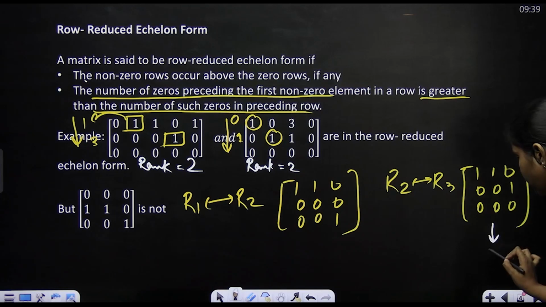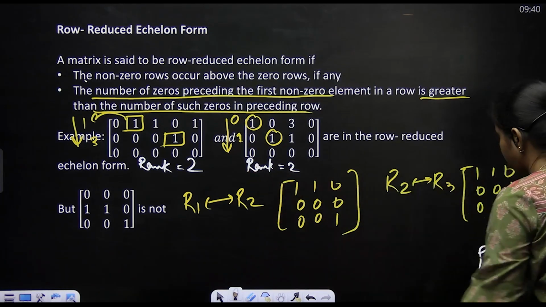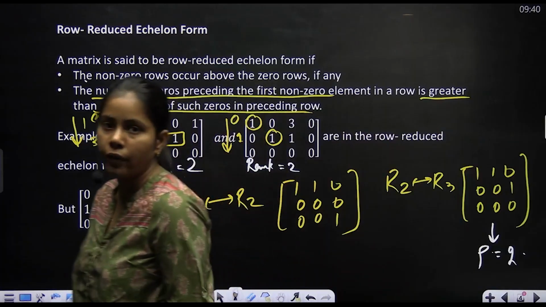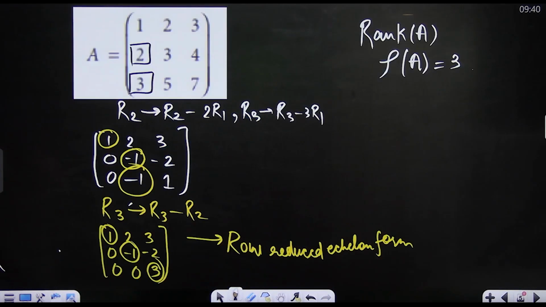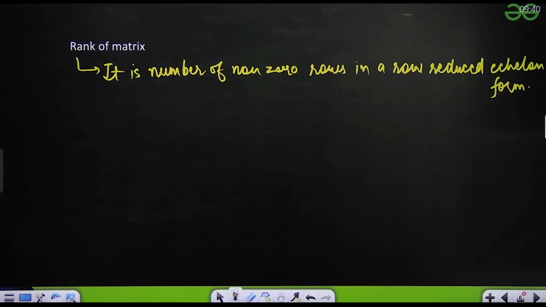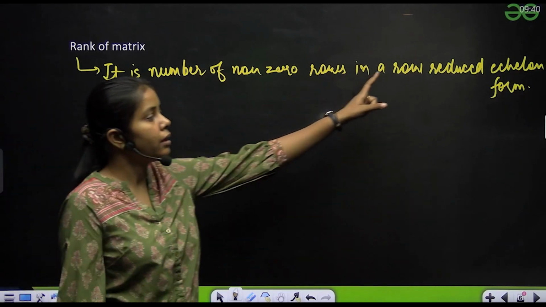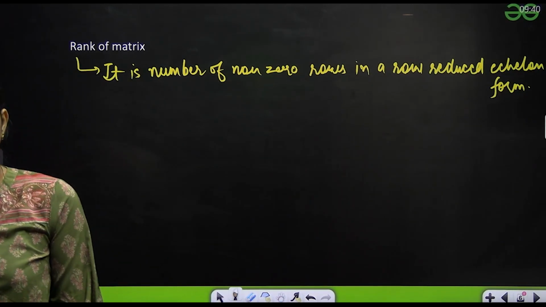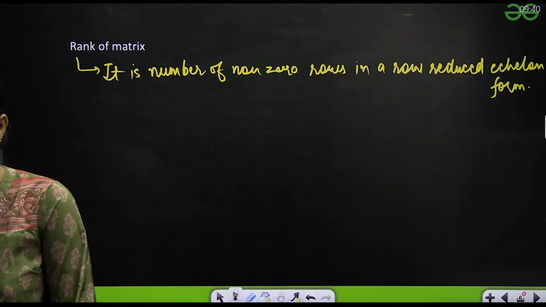Now for this matrix you can say that rank would be 2. You can say the rank only when you have row reduced the matrix, otherwise you cannot tell that. It is the number of non-zero rows in a row reduced echelon form of the given matrix, right? So that's how you find out the rank of a matrix.